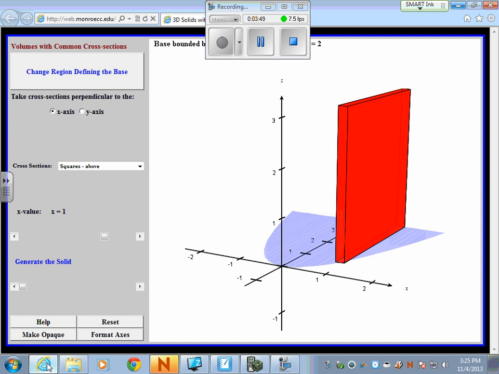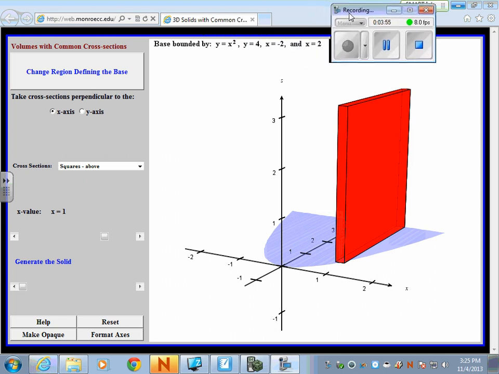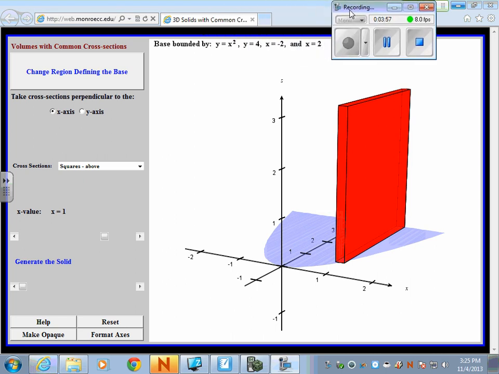So here is an example of a cross section. We are bounded by y equals x squared, so you can see the parabola-like shape in blue, y equals 4, which is our upper bound, x equals -2, and x equals +2. We could have just said we were bounded by y equals 4 and y equals x squared. That would have bounded our region. But what we have is these squares sort of coming up from this region.